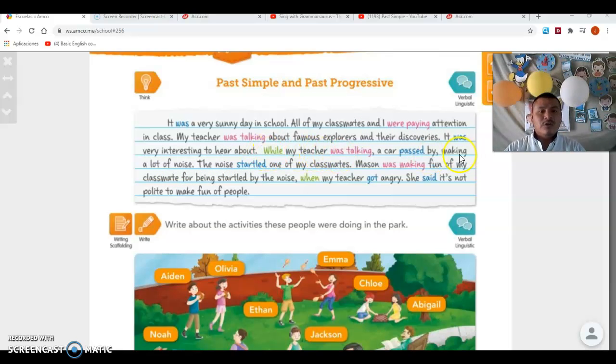While my teacher was talking, a car passed by making a lot of noise. The noise startled one of my classmates. Mason was making fun of my classmate for being startled by the noise. When my teacher got angry, she said, "It's not polite to make fun of people." If you see right here, we have past progressive and past simple.